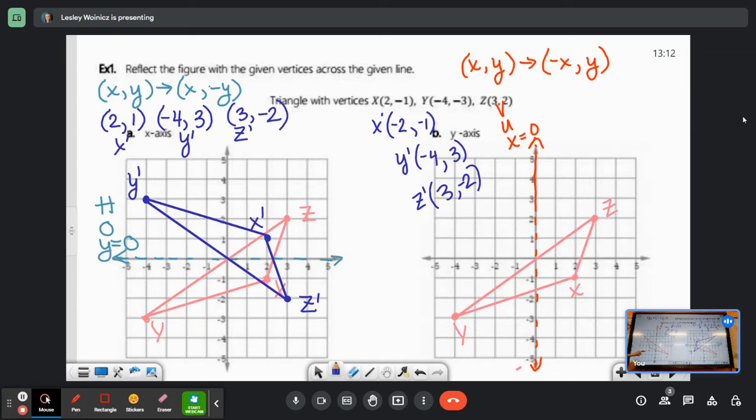Okay, so Z prime ends up here. X prime, whoops, I'm reflecting in x again. Hold on, back up. Okay, we're going to reflect in the y-axis. Sorry, guys. Okay, so Z prime is over here. Wait a minute. Oh, I did Z backwards. I think I got the rest of them right. No, I did them all backwards. I got it all messed up. Oh, shoot.